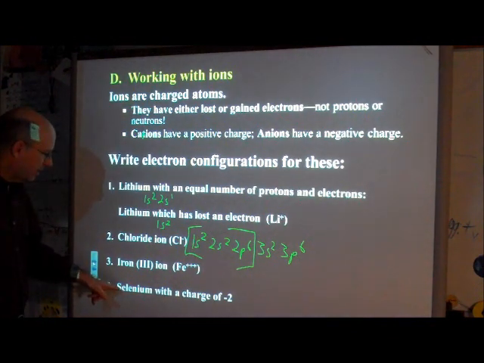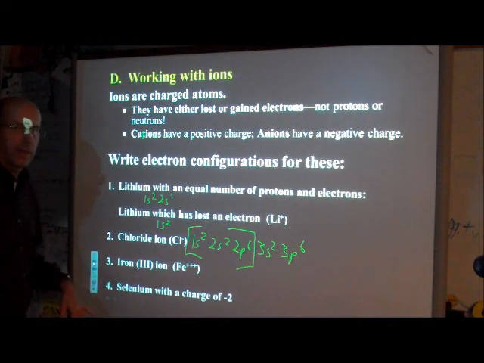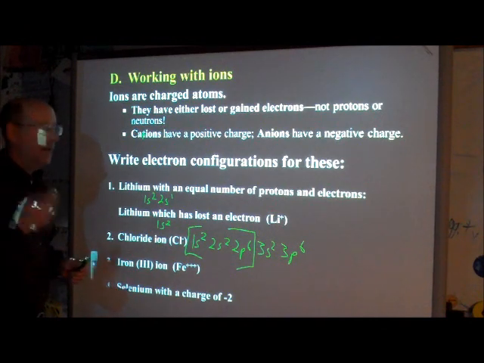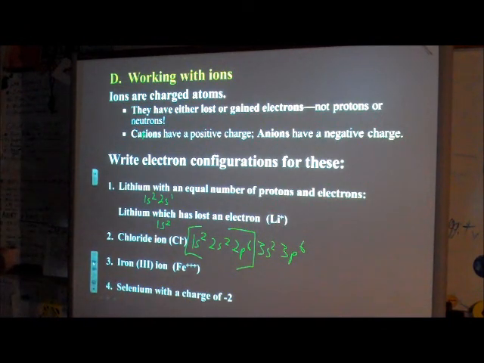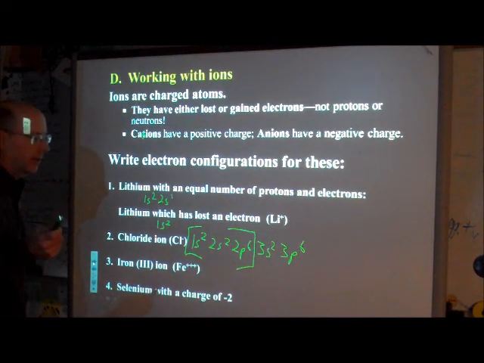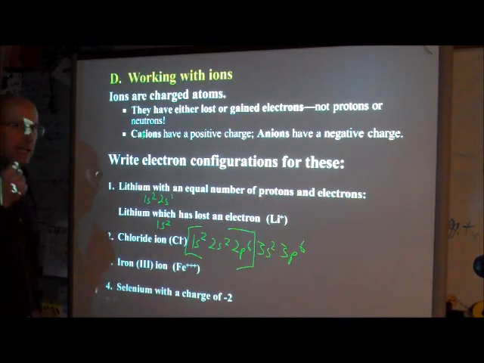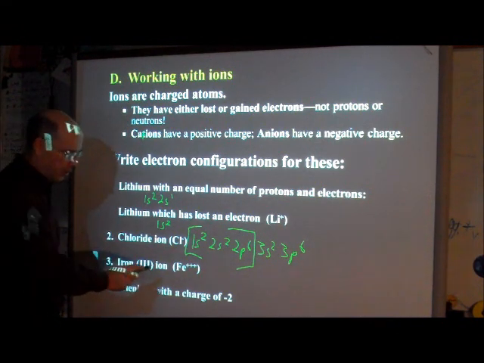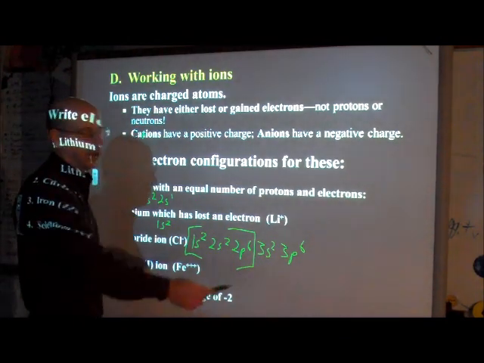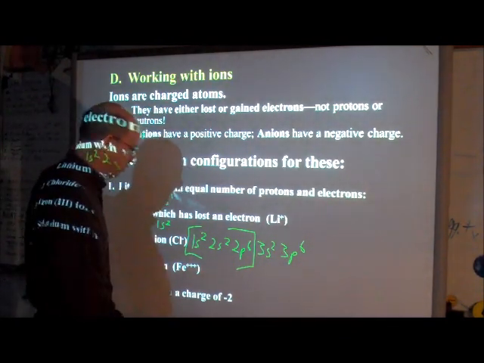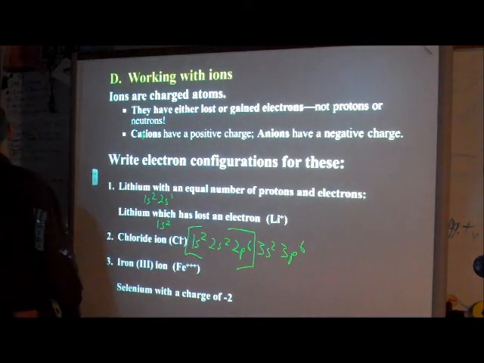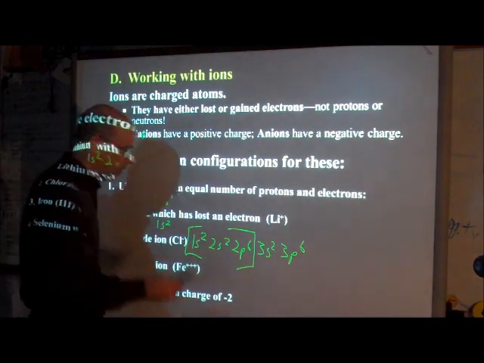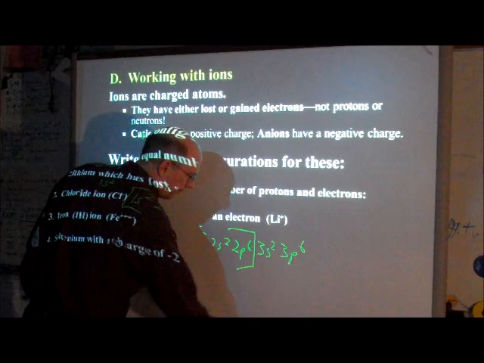Let's try one more down here, selenium with a charge of -2. Selenium, all right, it's right below oxygen and sulfur. It's supposed to have 34 electrons, but it has a -2 charge. It's gained 2 more. So it's supposed to have 34, gains 2, it has 36. So you go ahead and go 1s2, 2s2, 2p6, like that, all the way until you get to 36. Sorry, I think I said 26, I meant 36. Stop when you get to 36, and you're done.